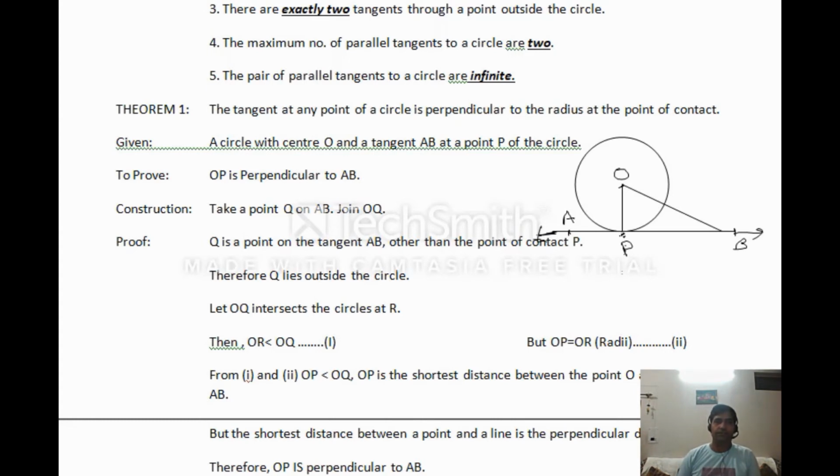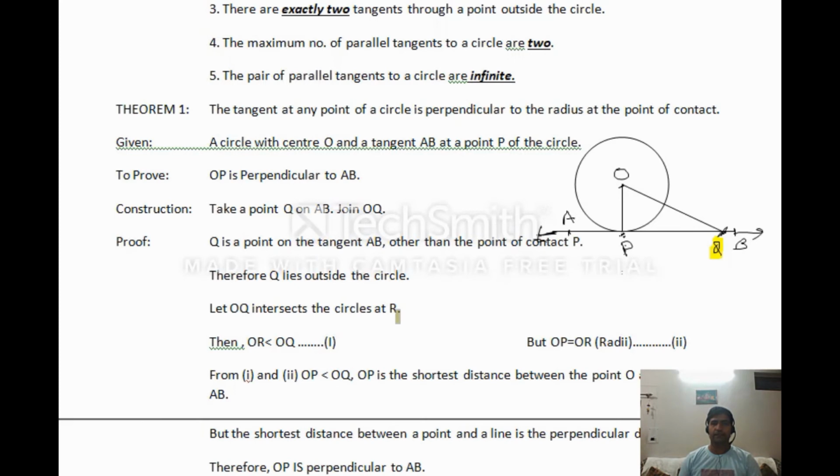Now, the construction. Take a point Q on AB, means this point is Q. Let's mark it as Q. Q is a point on the tangent AB other than the point of contact P. Therefore, Q lies outside the circle. As you can see here, Q is lying outside the circle. We are talking about this point Q.